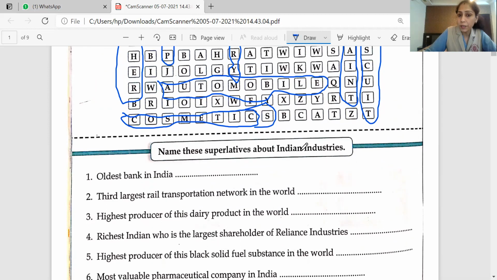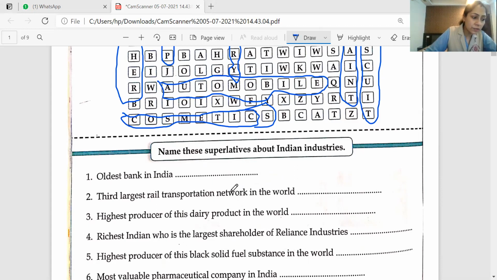name these superlatives about Indian industries. Okay, now, oldest bank in India. Oldest bank in India, you must have heard of State Bank of India. All government employees, especially central government employees, have an account, and the salary comes through State Bank of India. It is a nationalized bank by the government, and it is also registered by RBI, Reserve Bank of India. One of the oldest banks in India, that is State Bank of India.